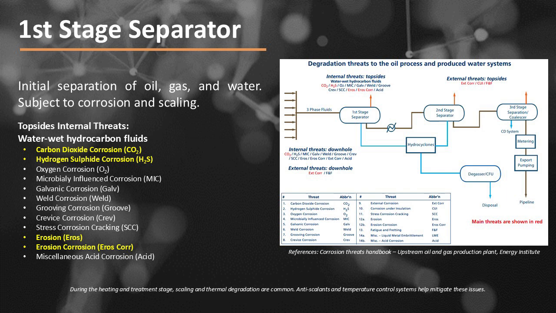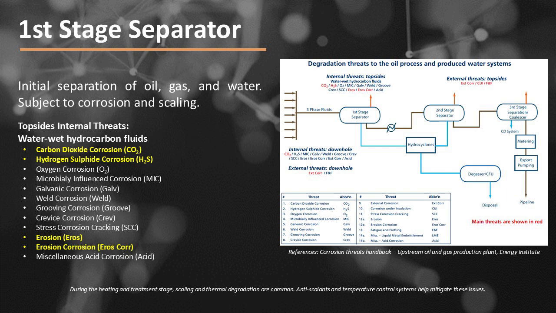Number 5 is microbially influenced corrosion, or MIC, caused by bacteria such as sulfate-reducing bacteria, or SRB. MIC can lead to pitting and localized corrosion. It's often found in stagnant or low-flow areas where biofilms can develop.